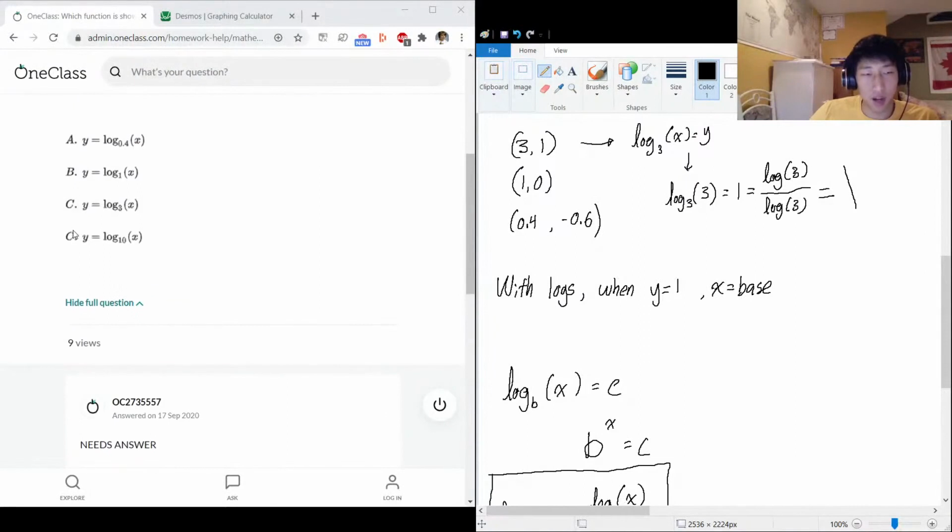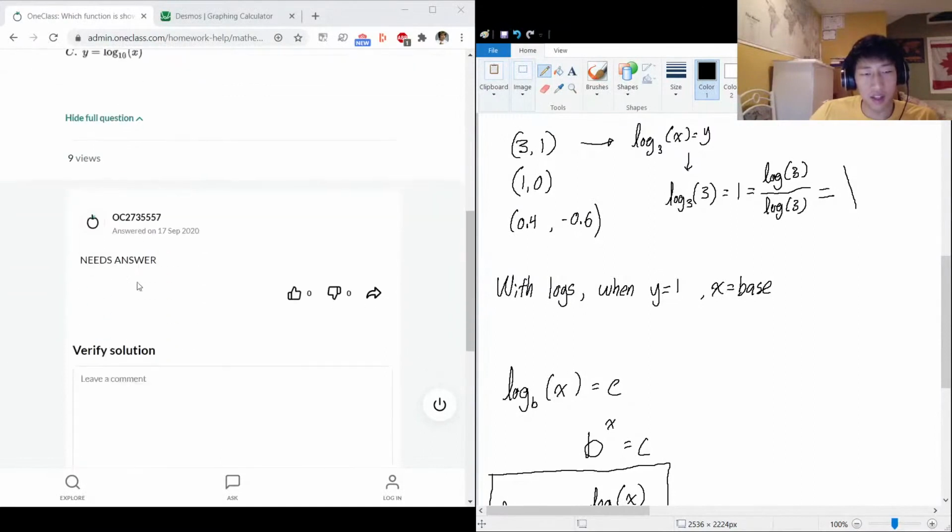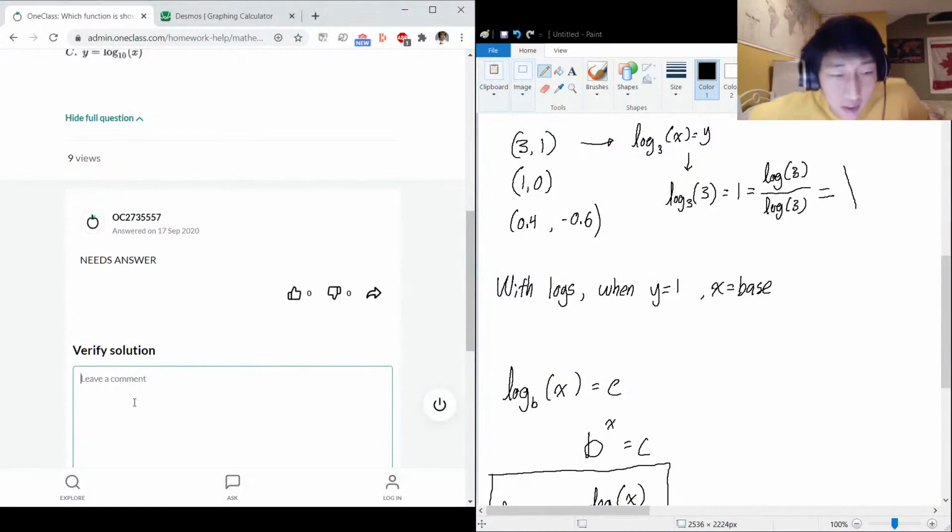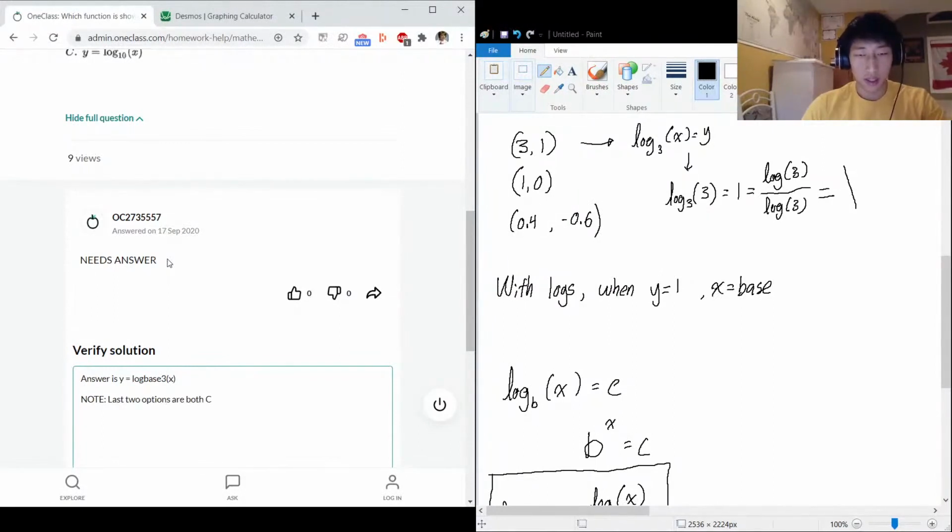A thing I want to mention here is that there are two option C's, so that is something of concern. So to answer this question on the OneClass, the given answer is y equals log base 3 of x. Note, the last two options are both C. It can be found by subbing in the points of interest into the different options.